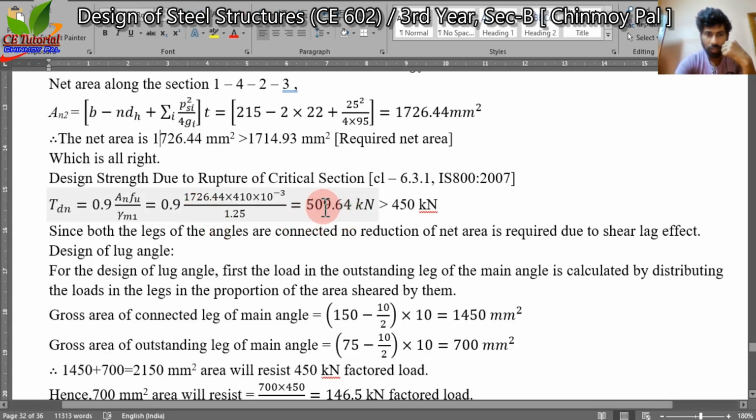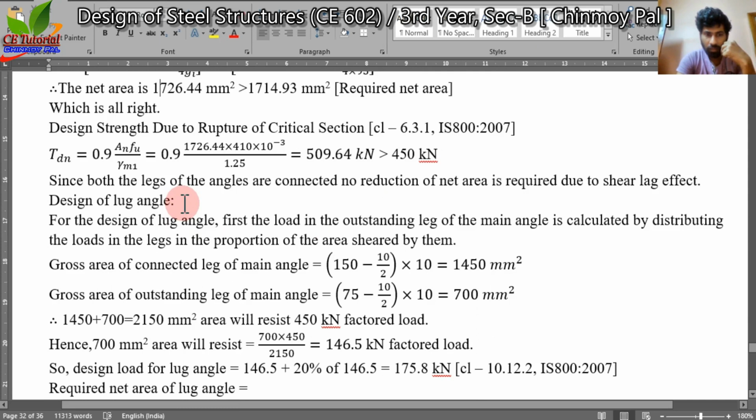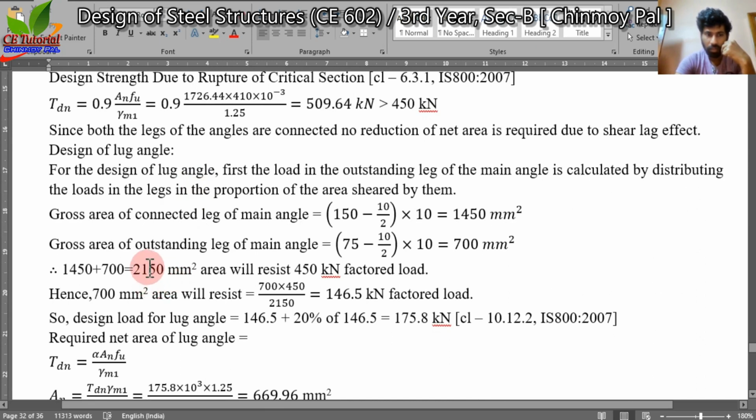So the design strength is also greater than the applied force. That means the connection is safe. Now you have to calculate the required cross-sectional area for the lug angle. The total cross-sectional area of the section is 2150 millimeter square.